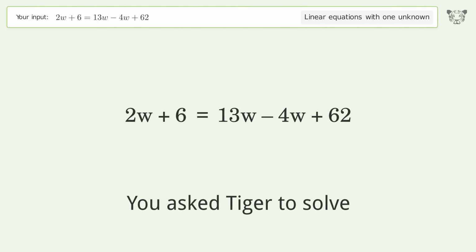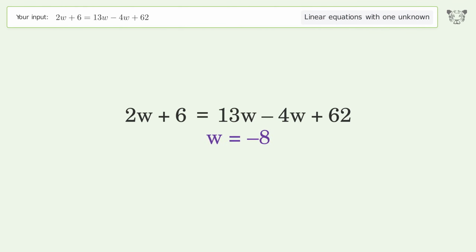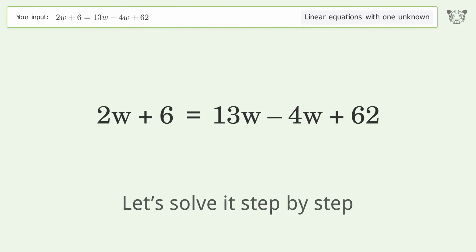You ask Tiger to solve. This deals with linear equations with one unknown. The final result is w equals -8. Let's solve it step by step.